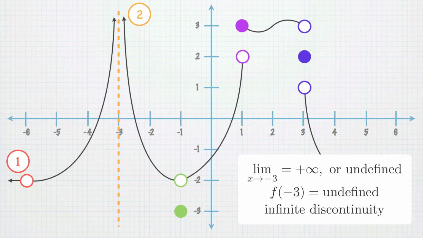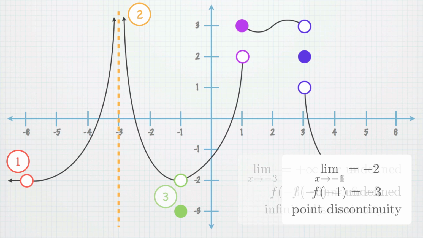At the second point, we have an infinite discontinuity at x equals -3. The value of the function there is undefined. Technically, the limit is also undefined, but sometimes we like to say that the limit is positive infinity, since the graph approaches positive infinity from both sides of -3. If the graph of the function approached positive infinity from one side of the asymptote and negative infinity from the other, then the limit would be truly undefined.